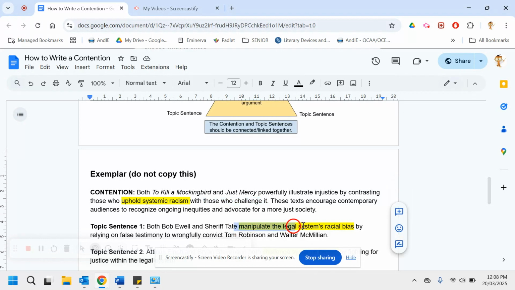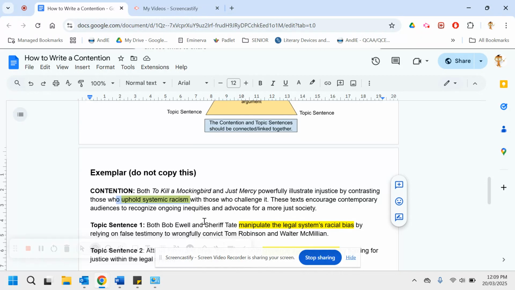And that fits because it's manipulating the legal system's racial bias, and that's in my contention here because it's talking about those who uphold systemic racism, which is Bob Ewell and Sheriff Tate. As you can see in my contention, I don't actually name any characters, and I don't need to, right? I do that when I get to my topic sentences. So that there clearly tells me what the content of the body is going to be. Whereas the contention is a little bit more broad, the topic sentences are much more narrowed in.